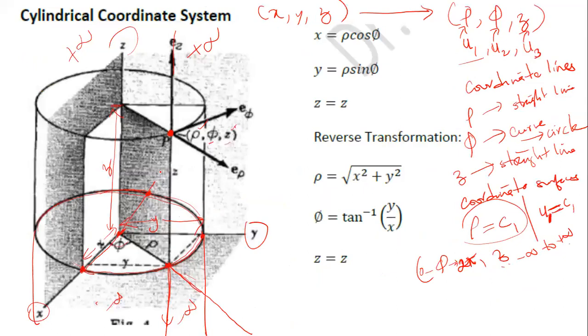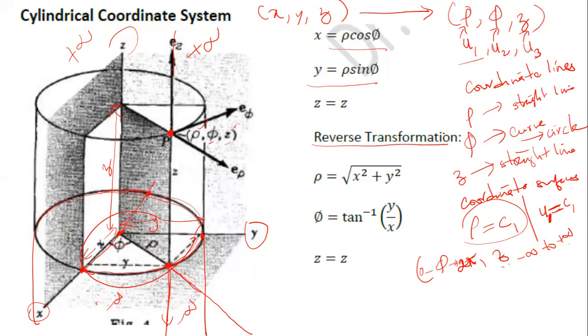Now, what are the transformation relations? The transformation relations you can write like this. Here, x, y, and z are the 3D coordinate system. If you look at this picture, there is a rho here, there is a phi here. X will be rho cos phi. If you look at this picture and you know your trigonometry, y can be written as rho sine phi, and z is z. This is the transformation relation from the rho, phi, z coordinates to x, y, z.